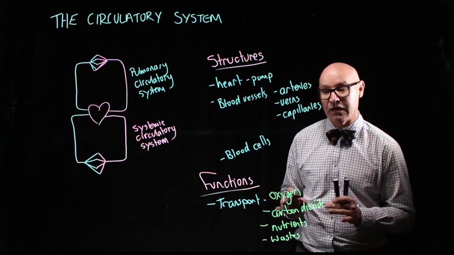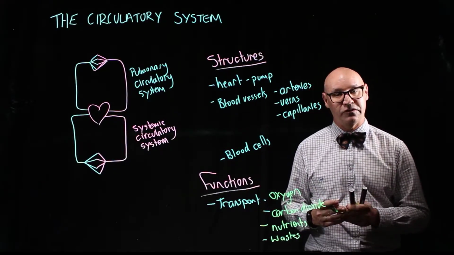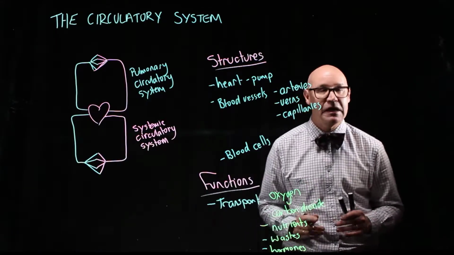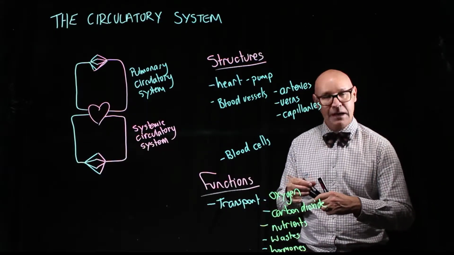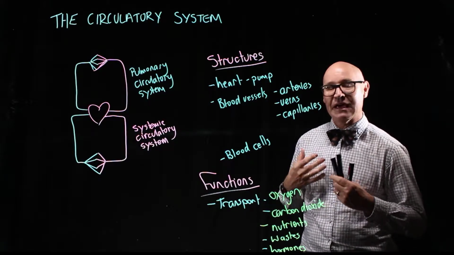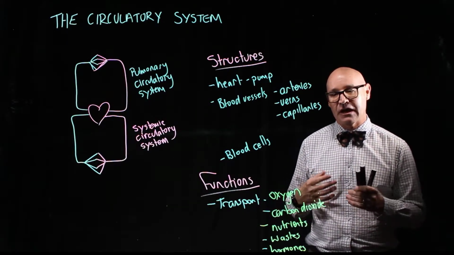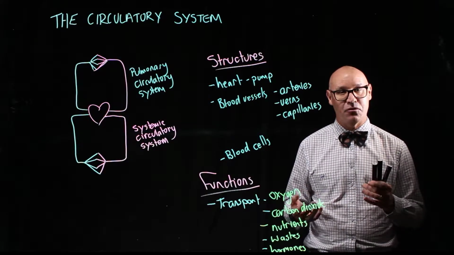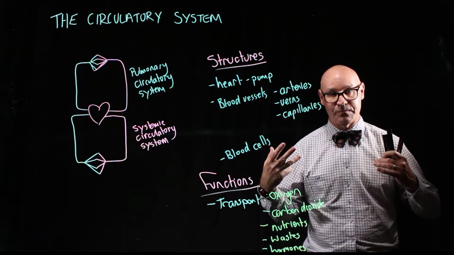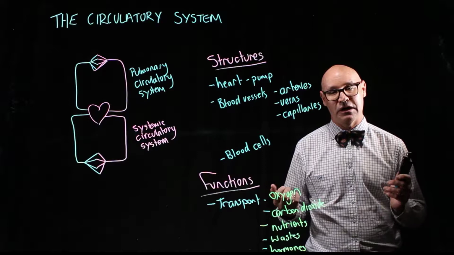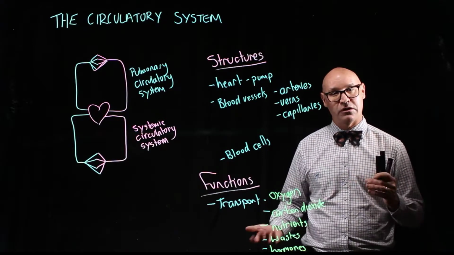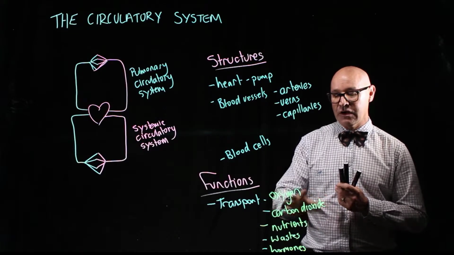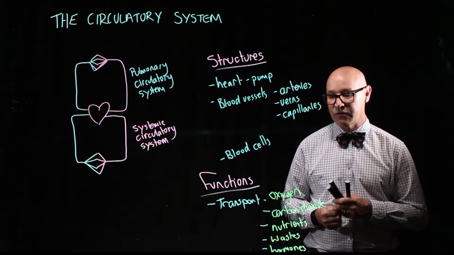Another important thing that the circulatory system transports are hormones. And hormones are chemicals, they're chemical messengers that regulate different functions within the body. For example, they regulate your growth, they regulate your body temperature, they regulate the water in your body, and they regulate your blood sugar level. So hormones are transported within the blood as well.